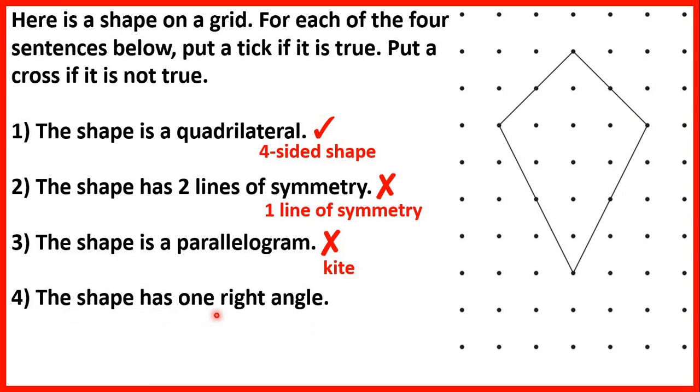Now the shape has one right angle. So a right angle, remember, is like the corner of a piece of paper or the corner of this screen. And this angle here is a right angle because we can go 2 down and 2 across, so down and across by the same number to get to this point, and we can go 2 down, 2 across, so down and across by the same number to get to this point here. So we have a right angle.